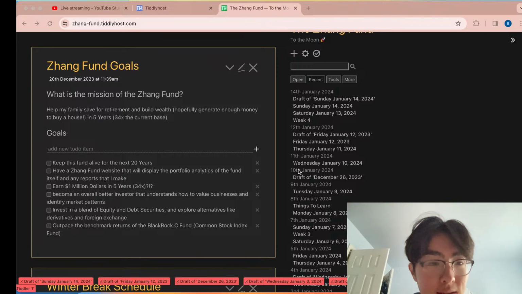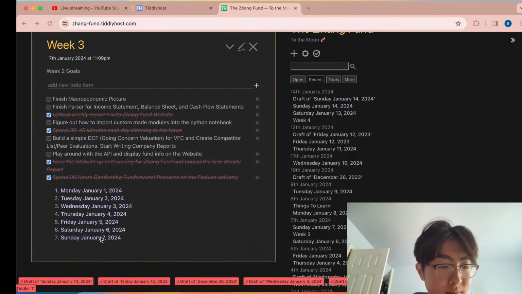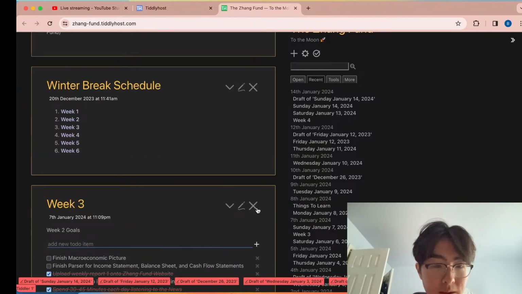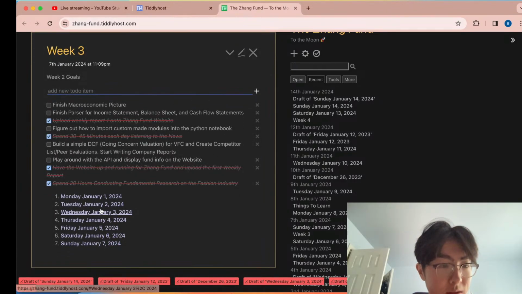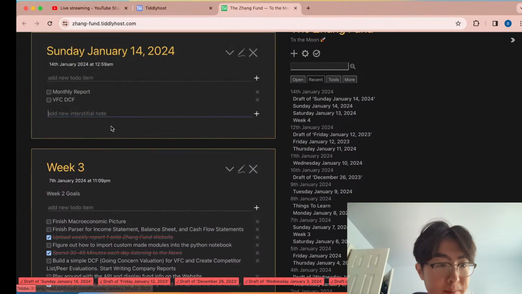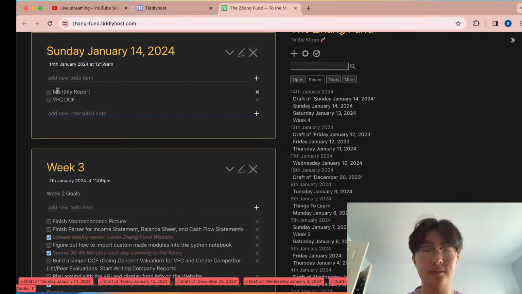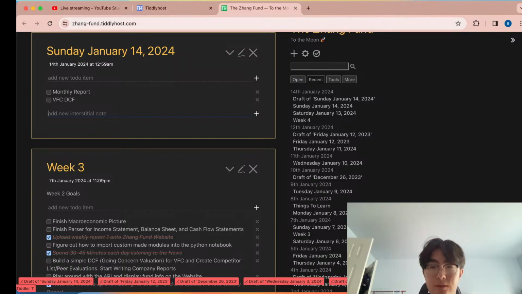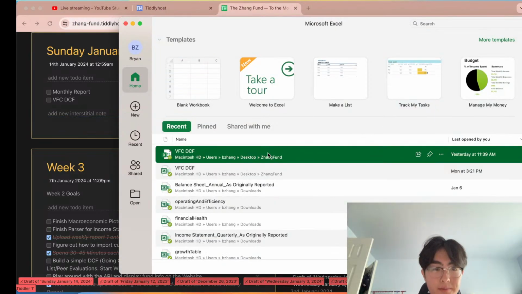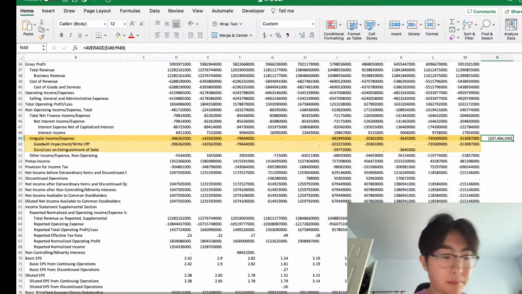I think today I'm gonna go over, so it's week 3, no longer week 3. It is now week 4. And I want to just try to write a little bit about the monthly report and also hopefully finish the VF Corp DCF. Kind of falling behind on this one. So let's pull this open. I'm also gonna follow up on my book.